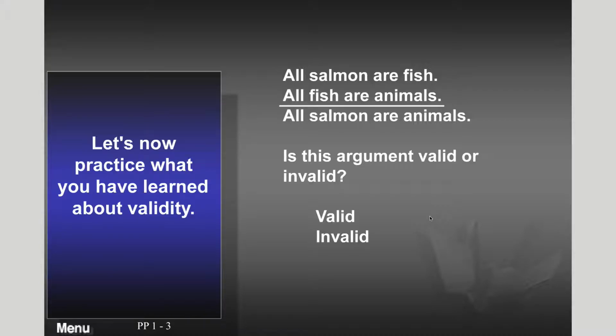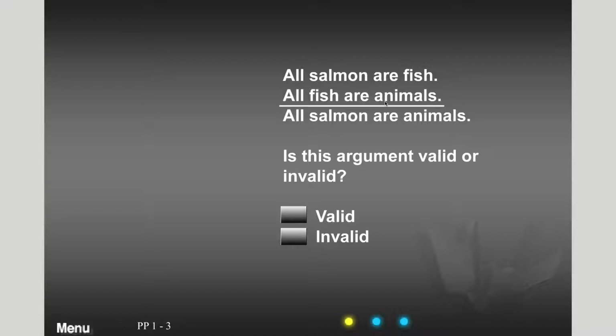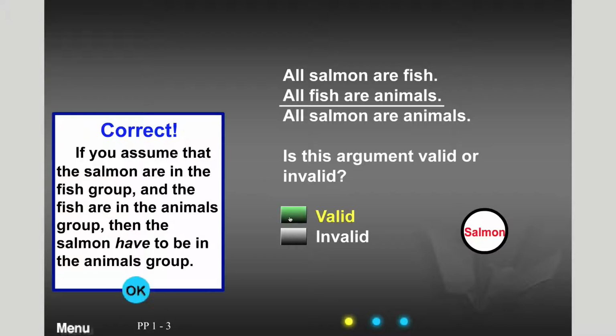So let's now practice what we've learned. All salmon are fish. All fish are animals. All salmon are animals. Well, again, look at the middle term. They are all together. We have all and all. So all salmon are fish. All fish are animals. Is it necessarily the case that all salmon are animals? Forget what you know about the fish world and what you know about animals. For right now, we're just looking at the argumentative form. Is it valid or invalid? Indeed, it is a valid one.